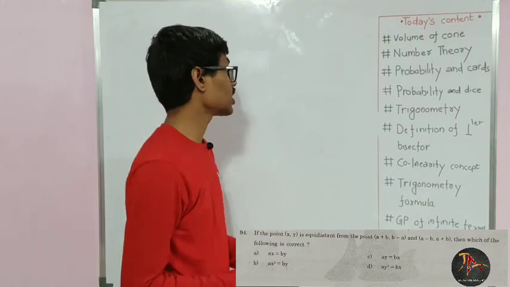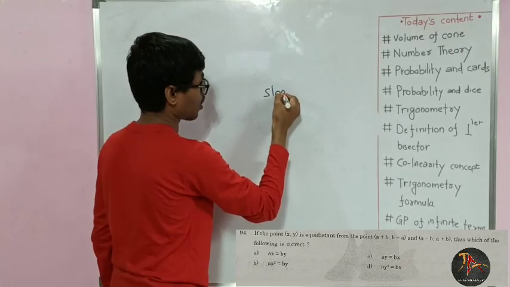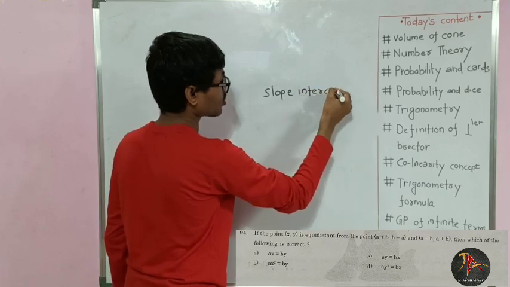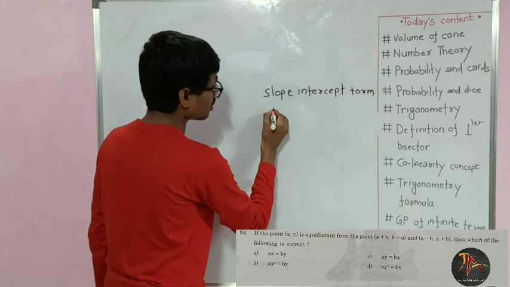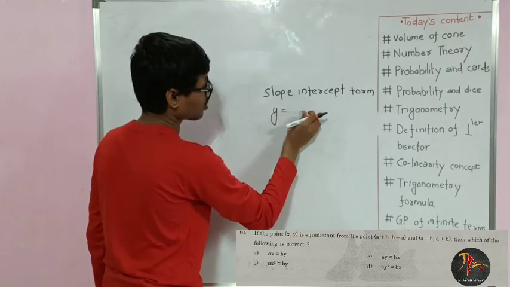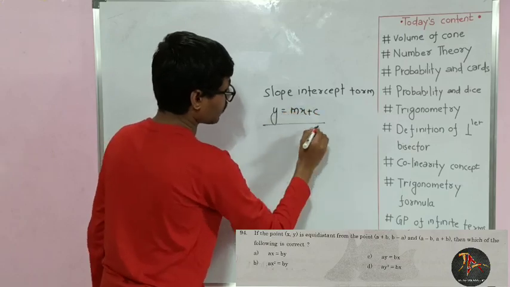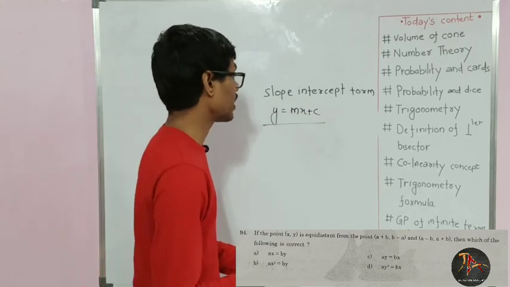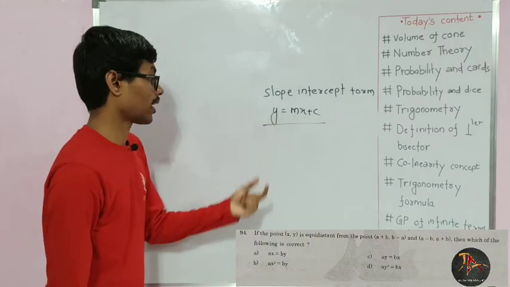In class 10th, there is the slope intercept form of a line, which is given by y is equal to mx plus c, where m is the slope of the line and c is the y-intercept of the line.